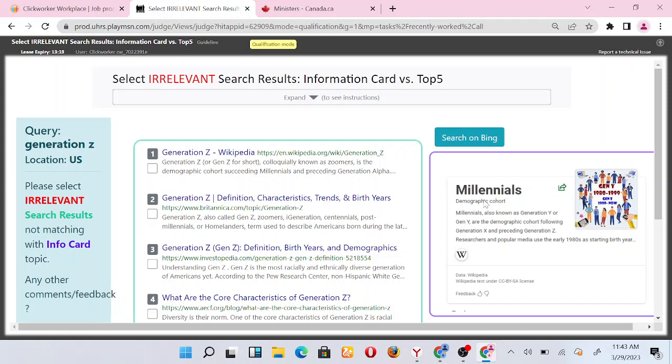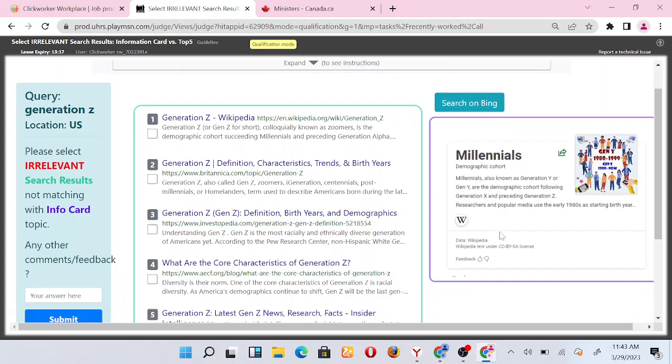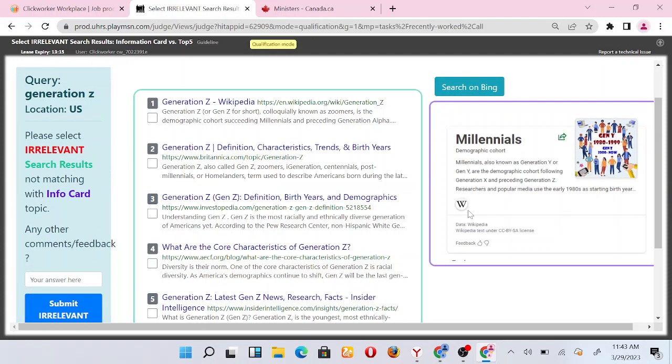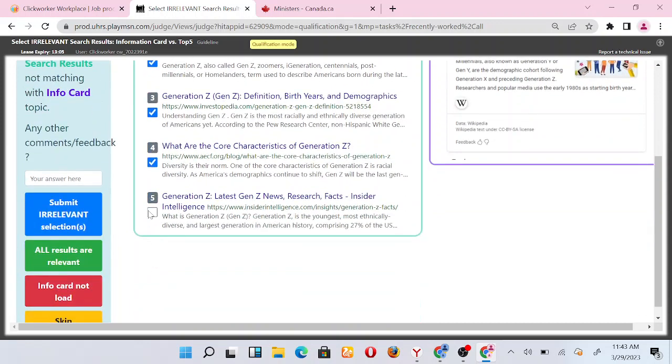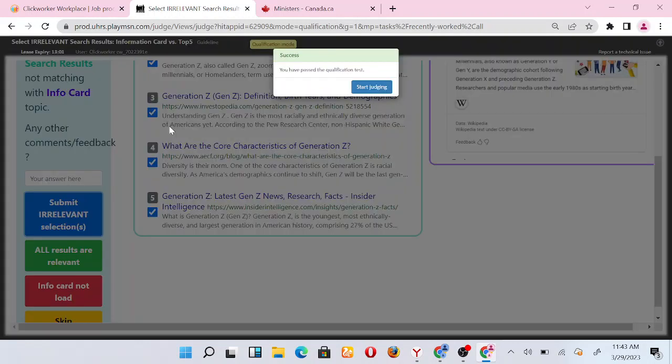Millennial. They're talking about millennial. This one is talking about Gen Z's. Millennial is talking about generational stuff. This one Gen Z's, Gen Z definition, classification, whatever. They are all irrelevant. Wow. Good.